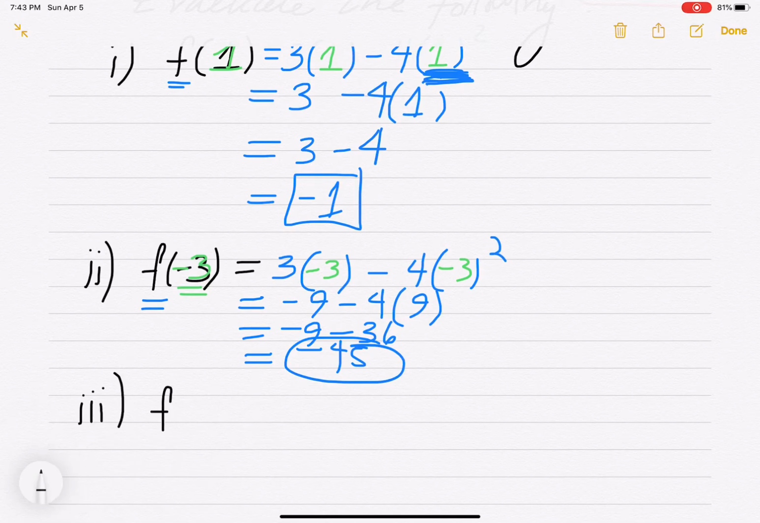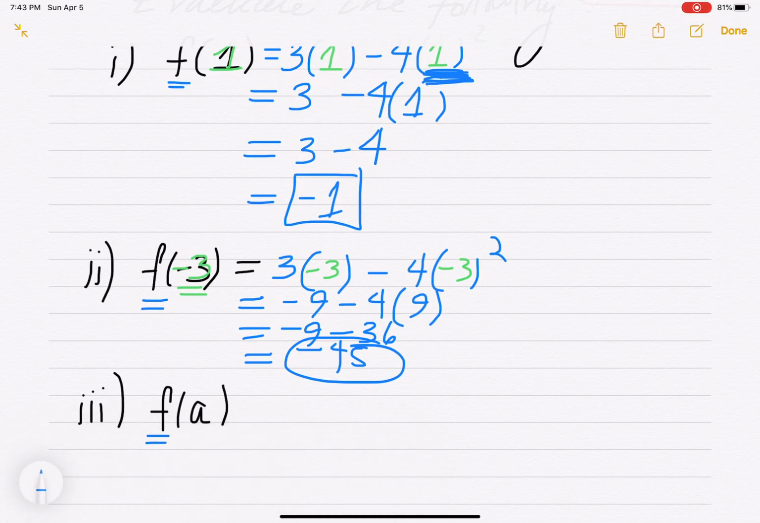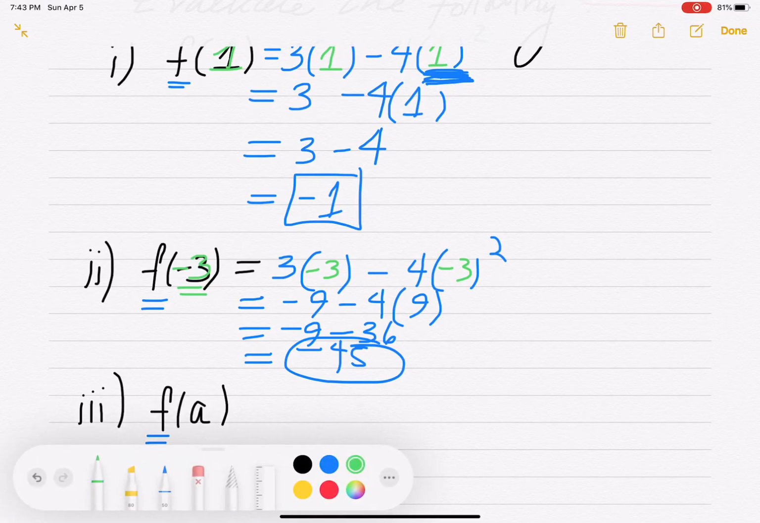Let's just say f of a. So our input, x, is a. Now, a is just an abstract variable, right? It's a letter. It's really not a number in particular.